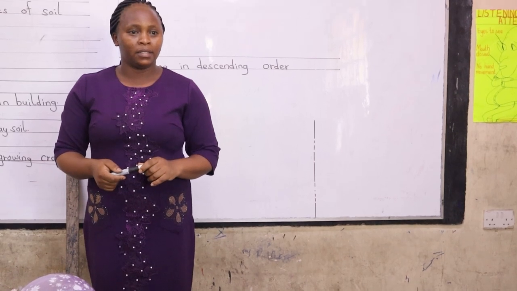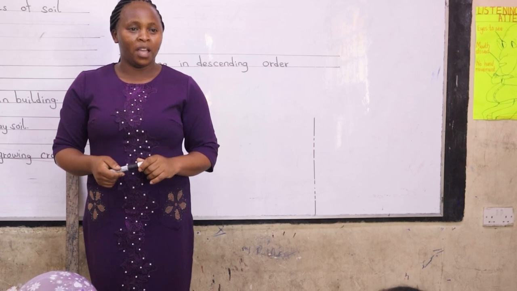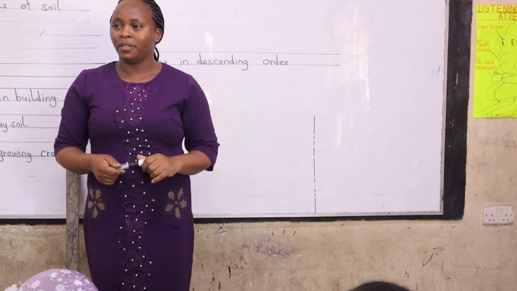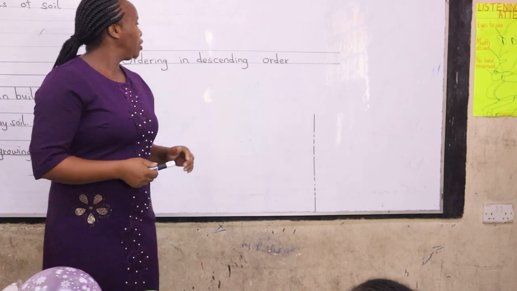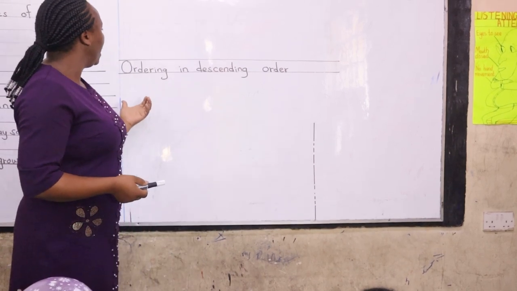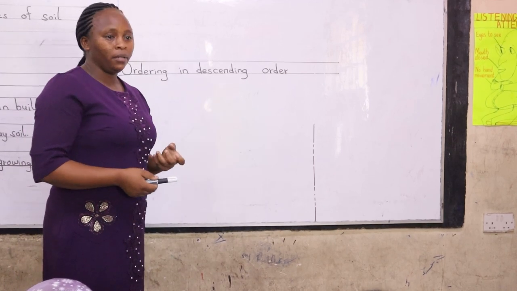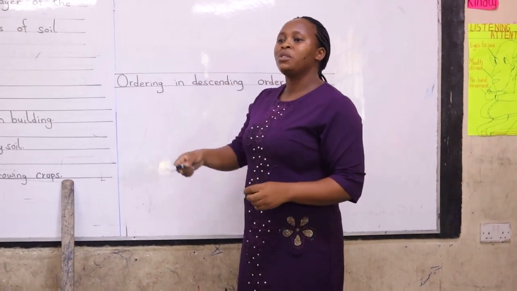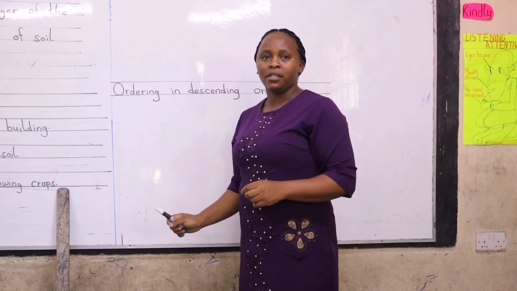Let's enjoy the class. Good morning, Teacher Naomi, and how are you? I'm fine. How are you? We are fine, thank you. That's good. Welcome to our lesson today. We are going to learn how to order items in descending order. When you are told to order items in descending order, it means you start from the biggest object that you are given to the smallest.